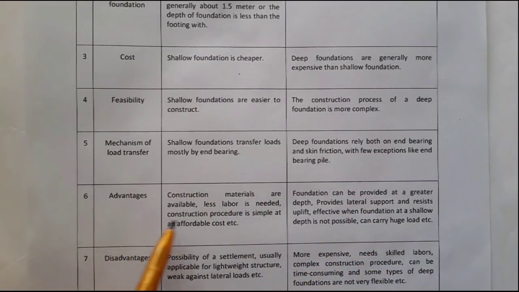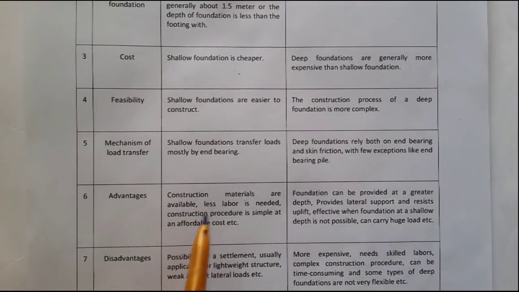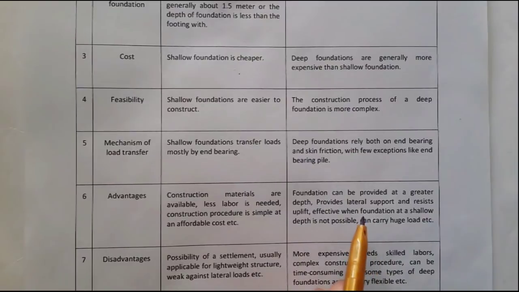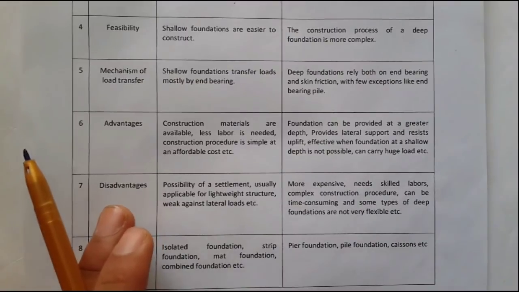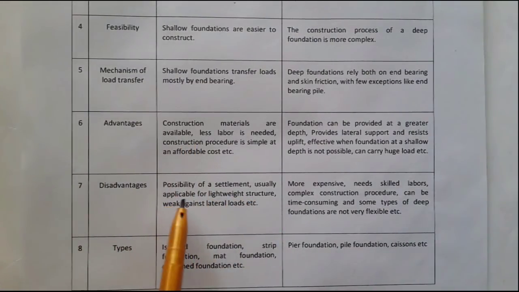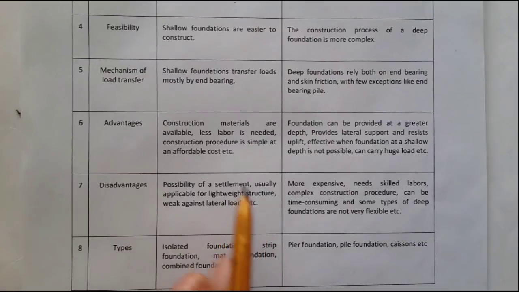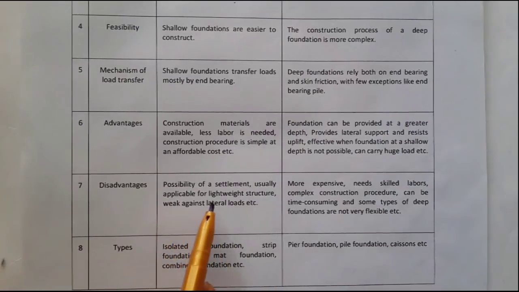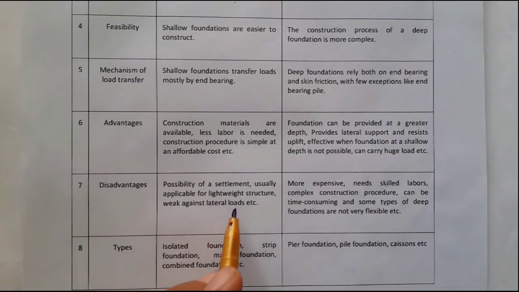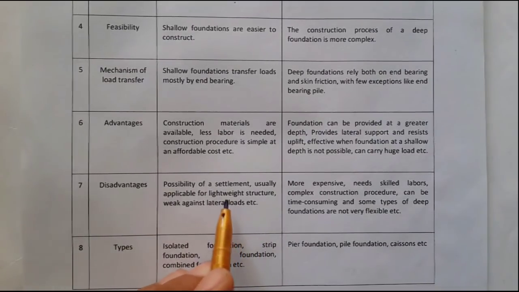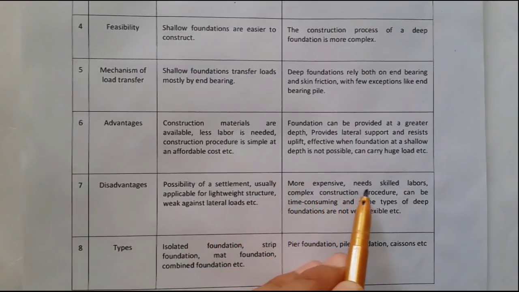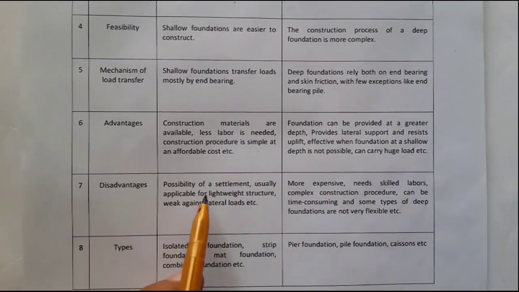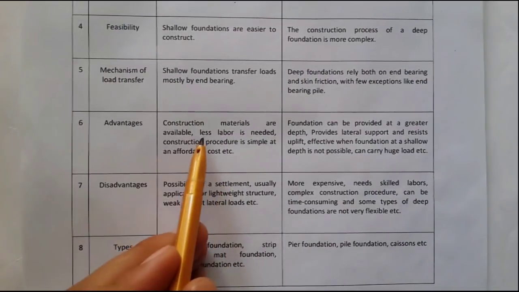So a shallow foundation needs less labor, and a deep foundation needs more labor. Now the disadvantages of the shallow foundation: the possibility of settlement. This foundation can settle, it is usually applicable only for lightweight structures, and it is weak against lateral load, etc. So it is weak for huge loads. For deep foundation it is more expensive and needs skilled labor, while the shallow foundation needs only unskilled labor.